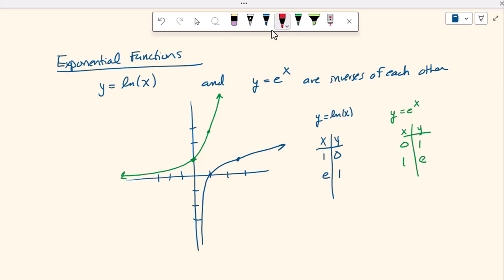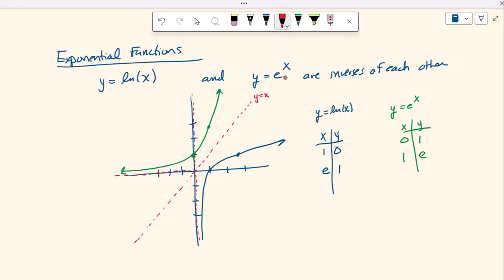Now remember, because they're inverses of each other, they reflect across this y equals x line that bisects the first quadrant. And that's kind of what I have going on here. Now remember, you do have this vertical asymptote. It's not for the exponential function, it's for the logarithmic function. And then also we have a horizontal asymptote here for this axis for the exponential function. So those are some kind of interesting characteristics that we could talk about.